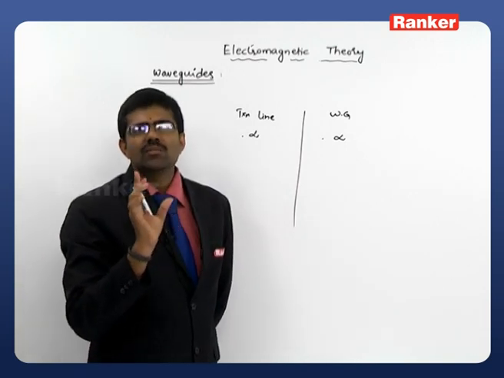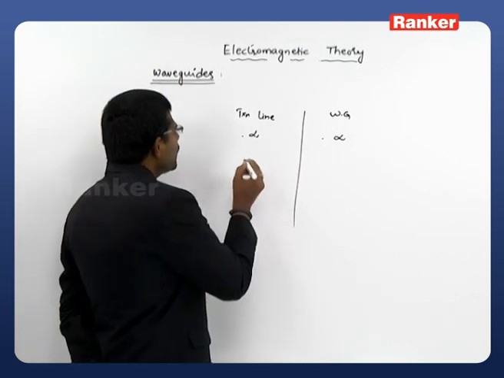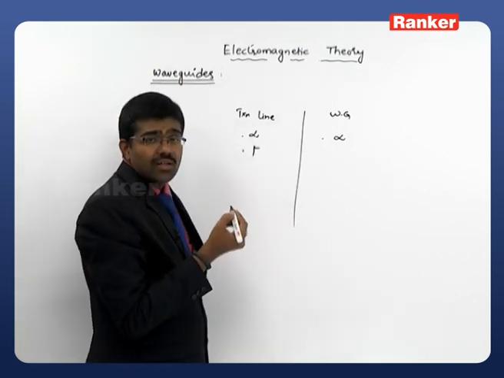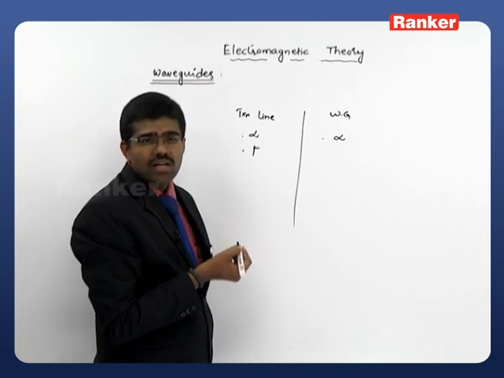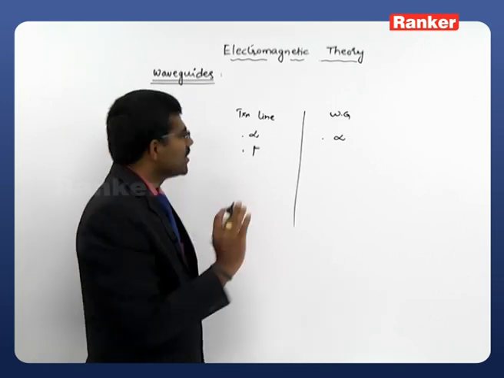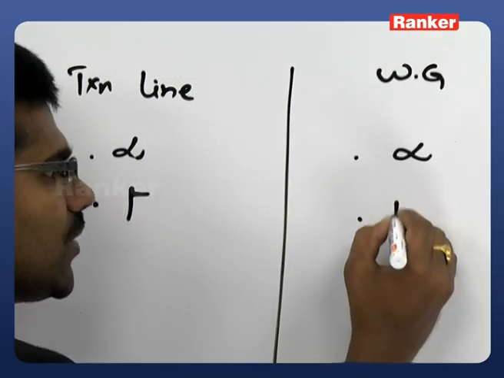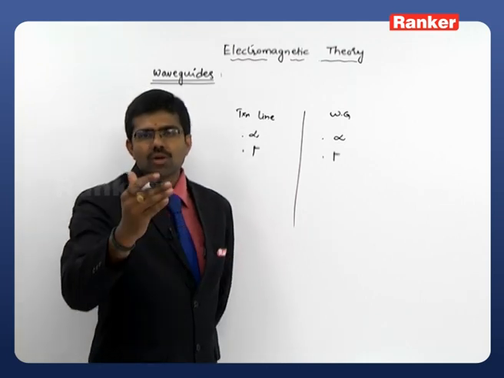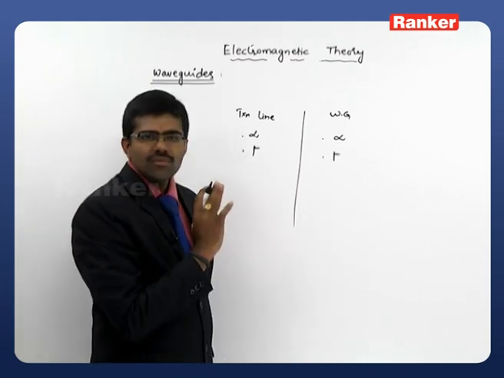Clearly this is one similarity between these two. When we are connecting a load, some reflection will be there. That's why we calculate the voltage reflection coefficient for a transmission line. Some reflection will be there from the load if there is some mismatching. Similarly here also, reflection will be there for a waveguide when there is some mismatching. At the load, if you have any mismatching, definitely some reflection will be there.